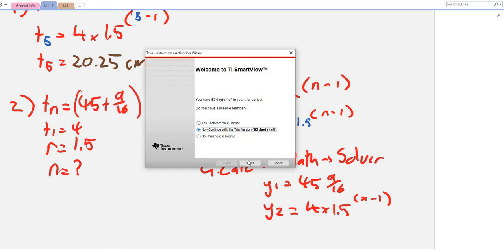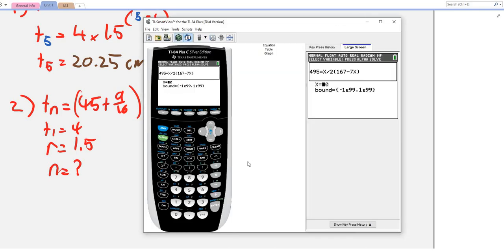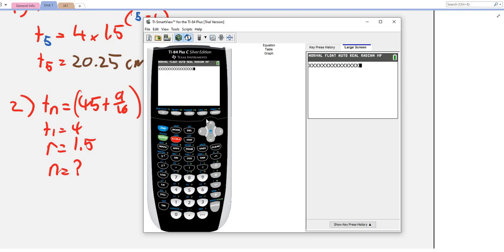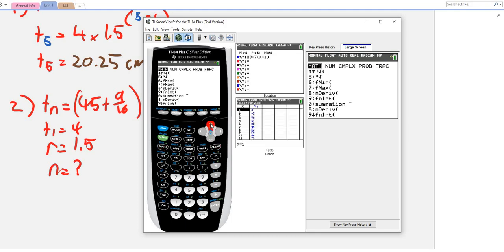Ooh, I have 83 days left of my free trial of this emulator. Okay. See the button my mouse is hovering over there? That way. The variable button. Okay, so what we do, guys, math. Your numeric solver should be at the bottom. It's called solver.